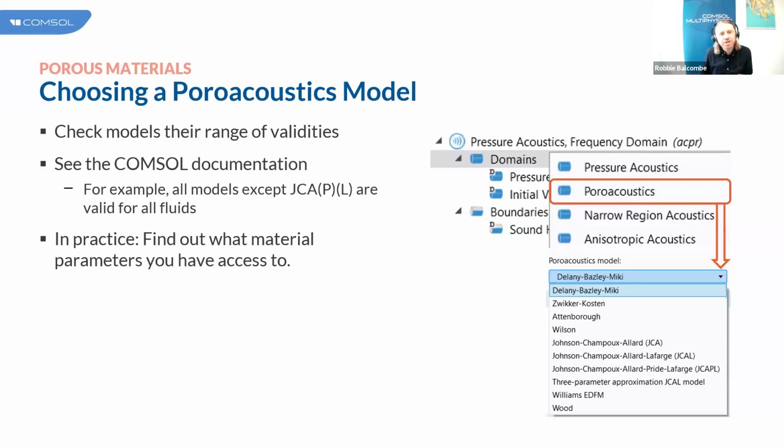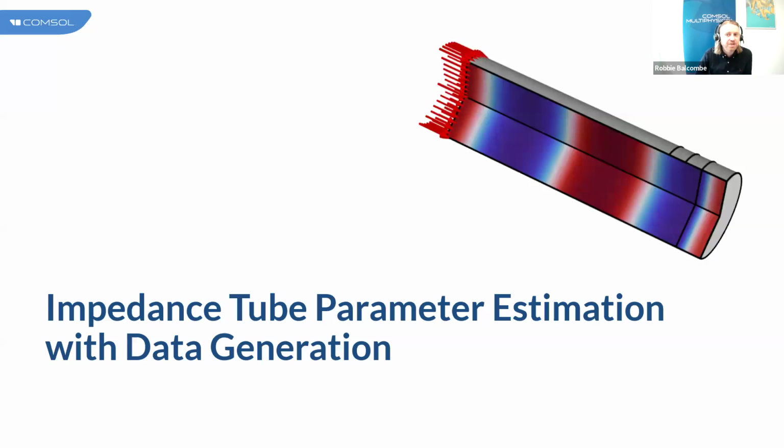But tying into this question about material parameters in order to characterize our porous material, if we don't know what those material parameters are, what we can actually do is use parameter estimation to inverse model this particular process. So what I mean by that is we can do some experimental work on a sample of our porous material in an impedance tube, for example. So we can set up an impedance tube experiment.